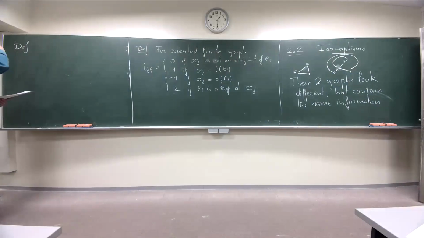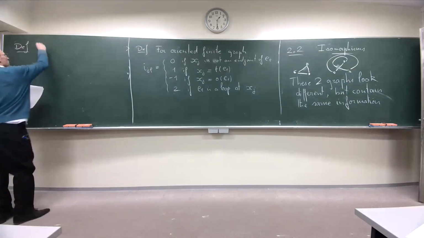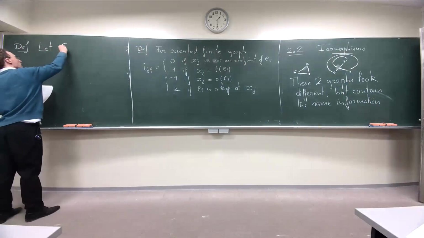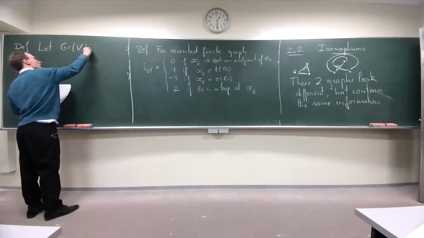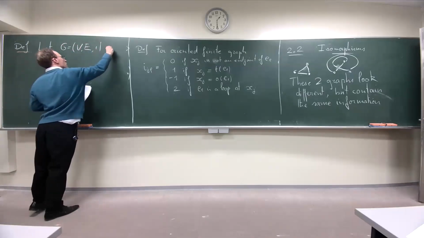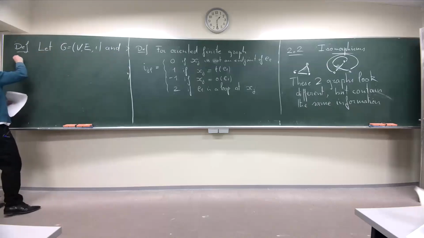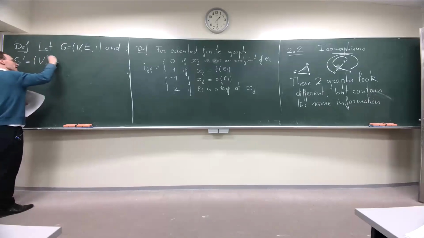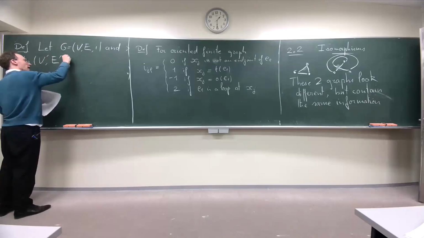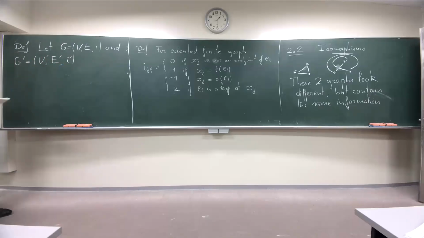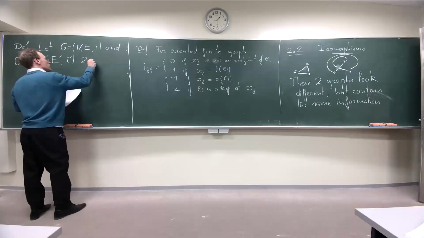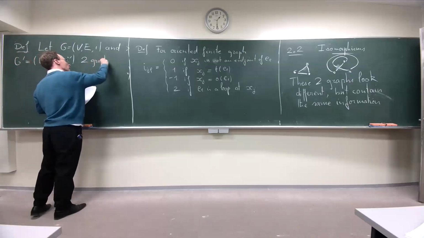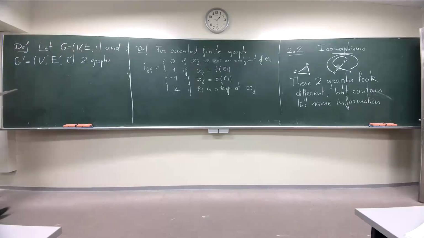It's a little bit long, but we will see that it's not so complicated. So I need to consider two graphs. G, which is V, E, and I, and G prime. Of course, it's not a derivative. It's V prime, E prime, and I prime. Just a second graph. You can call these V1, E1, and I1, and V2, E2, I2, but I use prime.